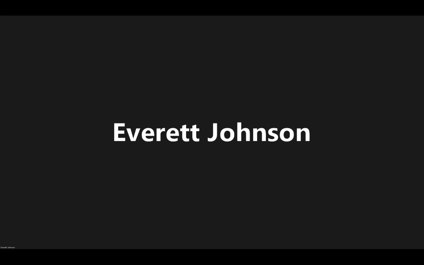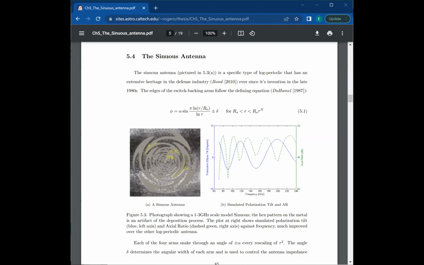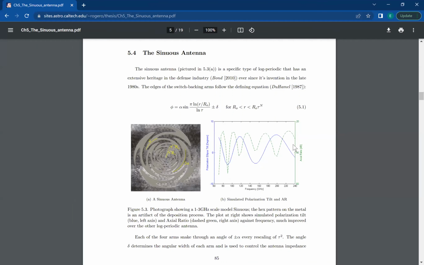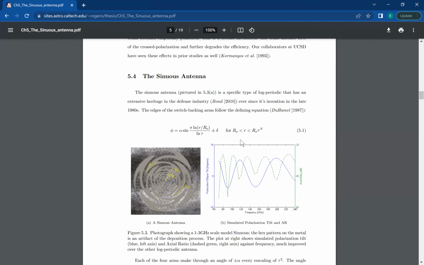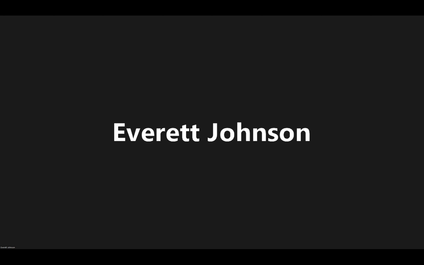So we're just going to go into how to design a four-arm sinuous antenna. And of course, we're going to start in MATLAB. Well, first, before we go into MATLAB, I want to show an article we're going off of. This article right here is what we're going off of. It gave us this nice equation, and this equation is what represents the sinuous antenna. So that's what we're going to use primarily. And now let's go into MATLAB.